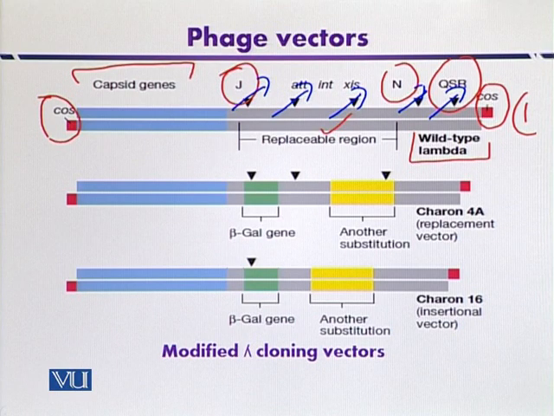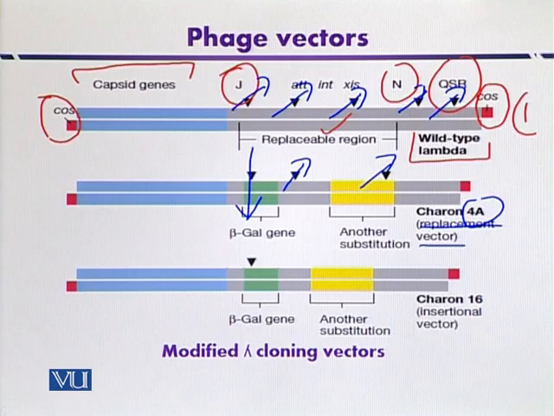One of the examples is Charon 4A. So here 2 or 3 restriction sites are present for EcoR1, and the non-essential DNA fragment after digestion with EcoR1 can be removed, and the foreign DNA can be inserted within the beta Gal gene. Once it is inserted, the expression is lost, which will indicate the presence of foreign gene. And because here the non-essential fragment is removed, it is called a replacement vector.